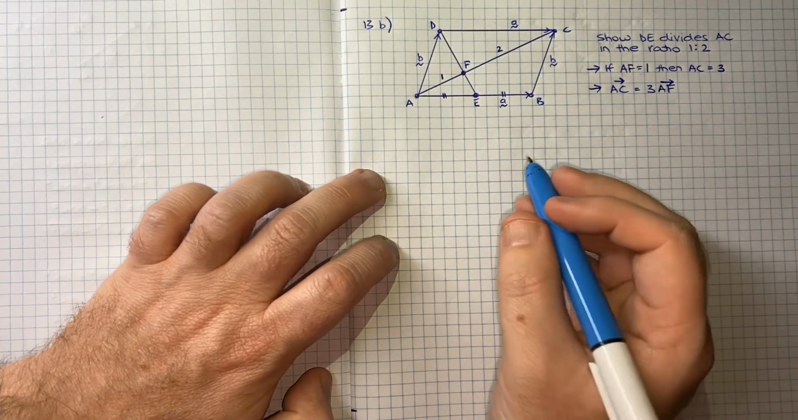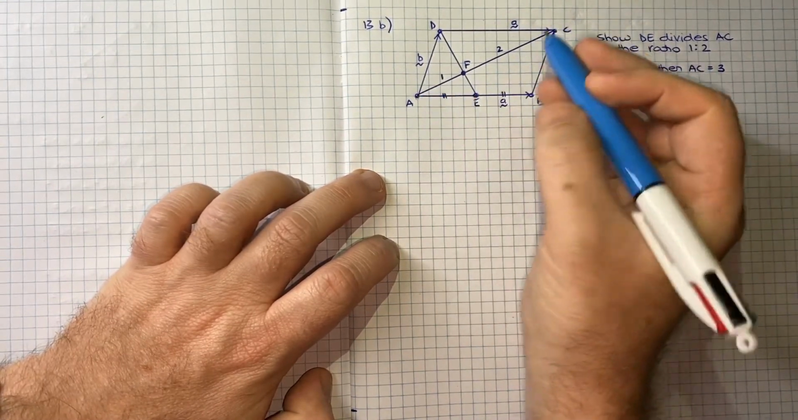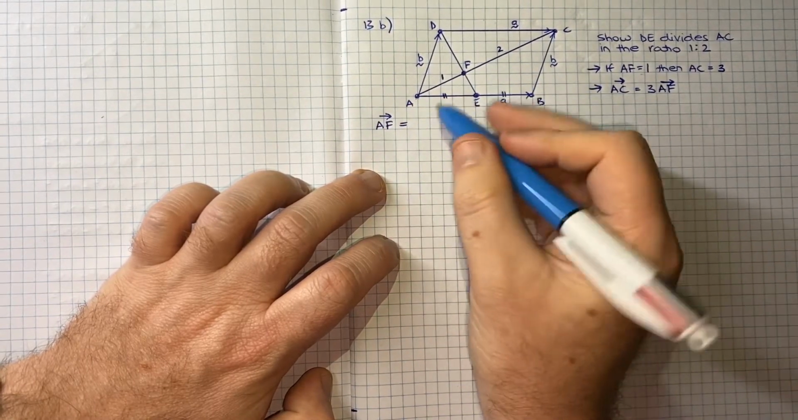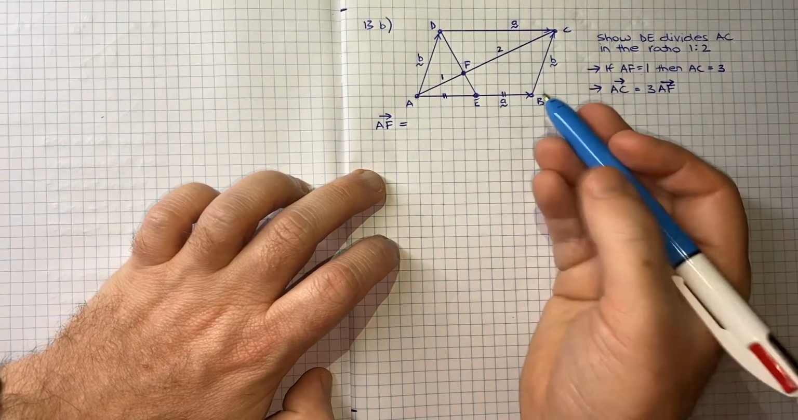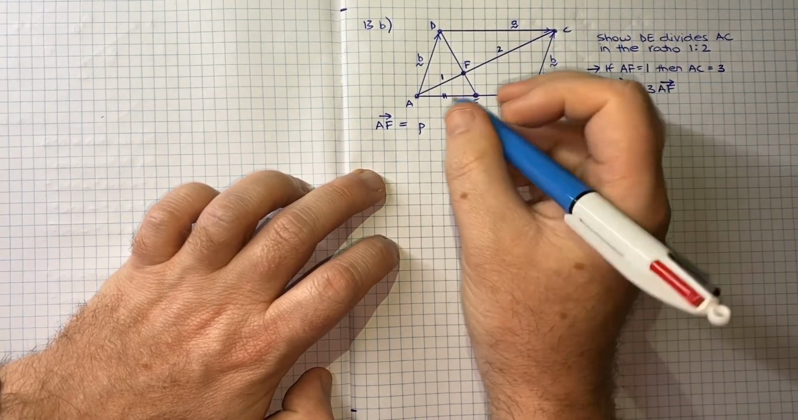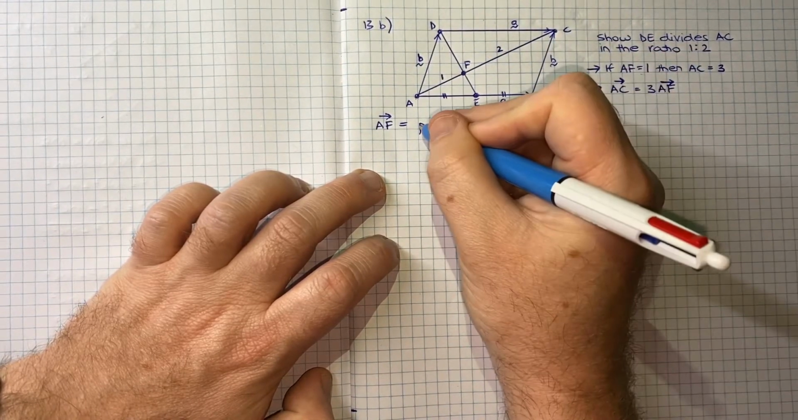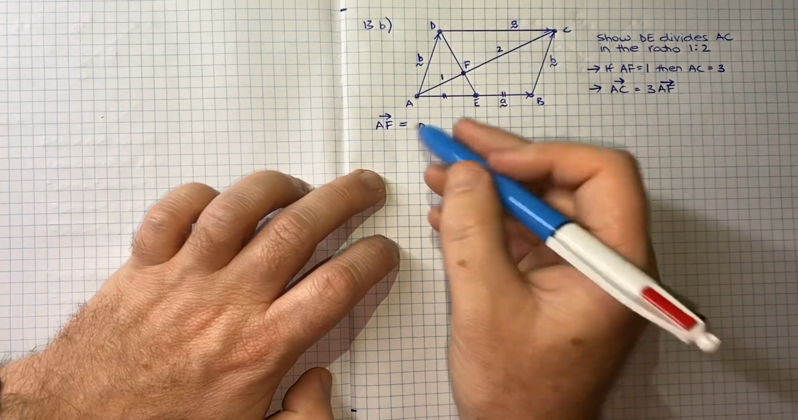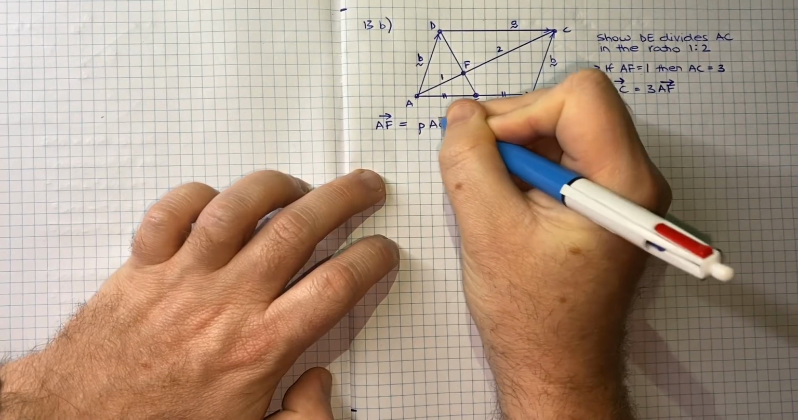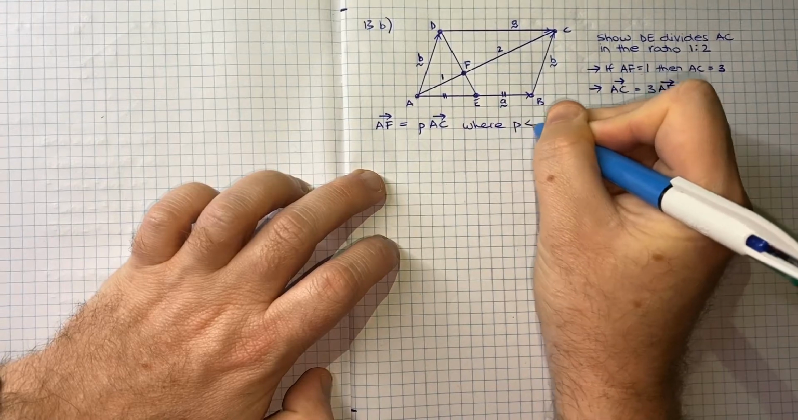The basic idea is that, as a starting point, we can say vector AF will be equal to some fraction of vector AC. I'm just going to call it P, just for the sake of a letter. It doesn't matter what letter you pick, as long as it's not conflicting with the other letters. P hasn't been used here, so I'm going to say AF is some value P times the vector AC, where P is less than 1.